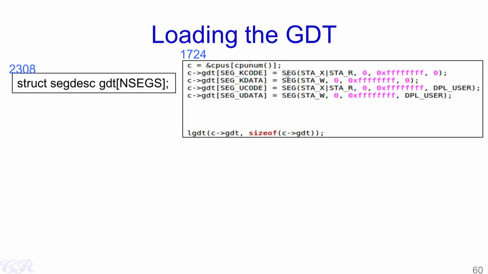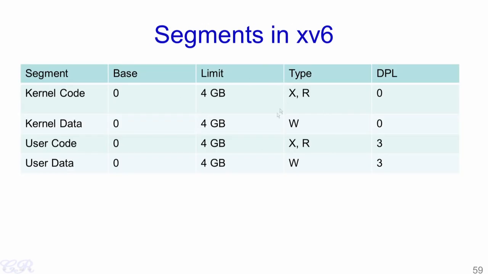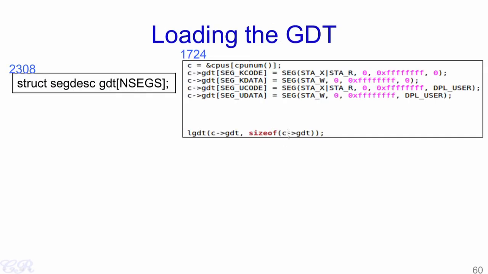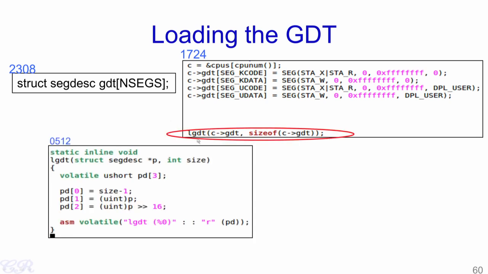So, we create the 4 segments as follows: the kernel code segment, the kernel data segment, the user code segment and the user data segment. These segments are created according to the rules we have seen over here. Finally, we need to have the GDT register pointing to this particular GDT table. That is done by the invocation of the function known as lgdt, or load GDT.